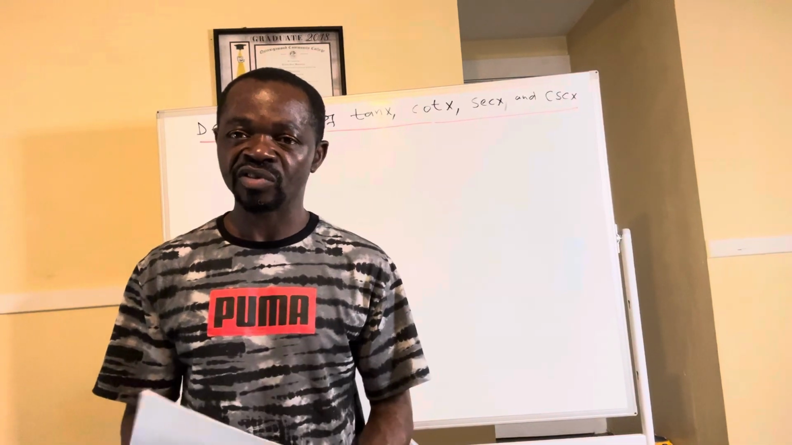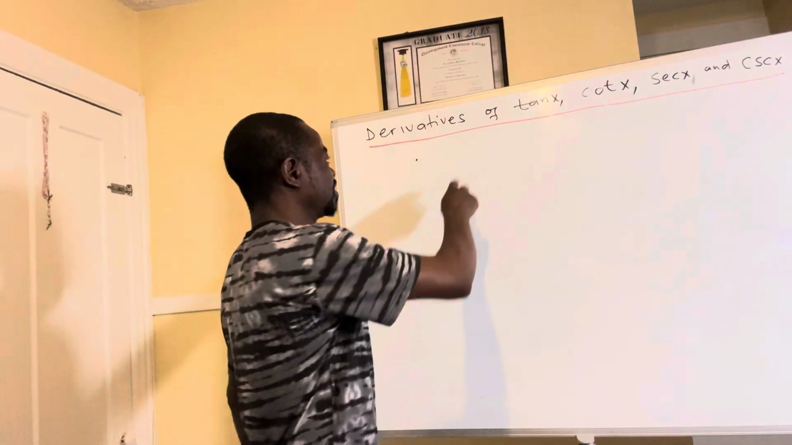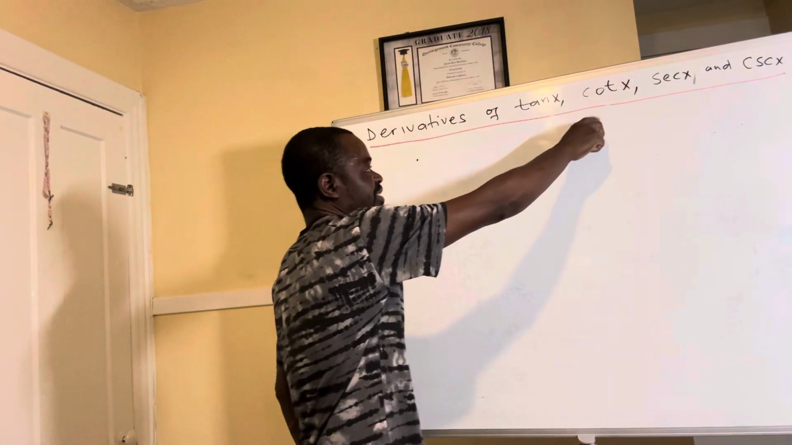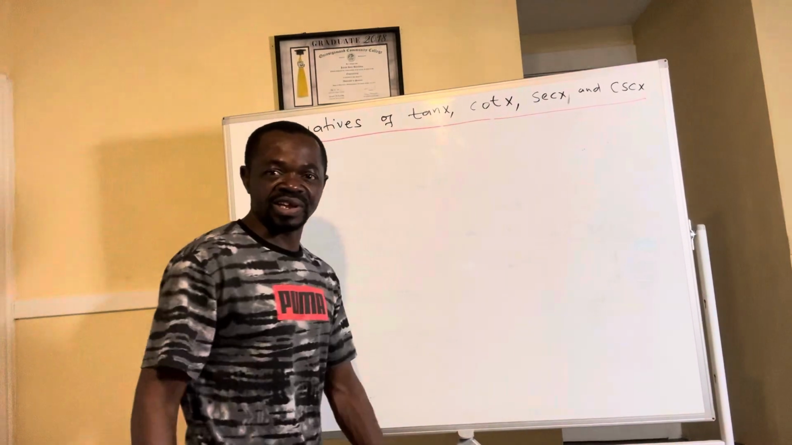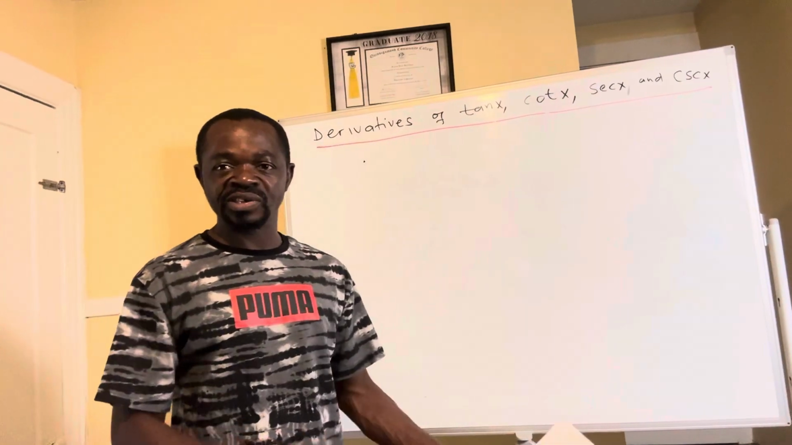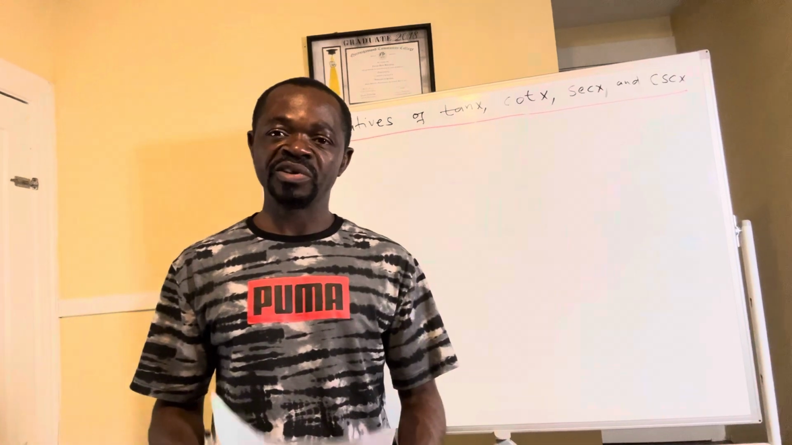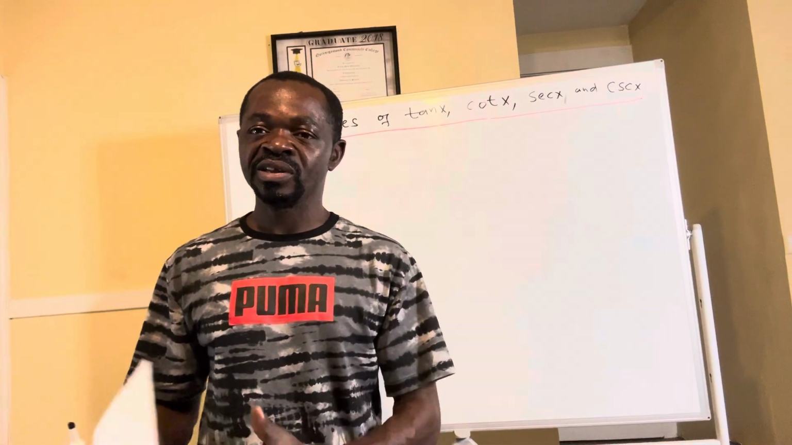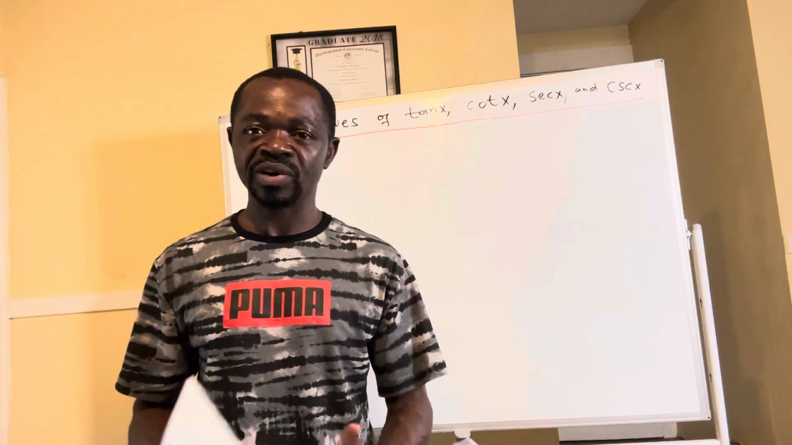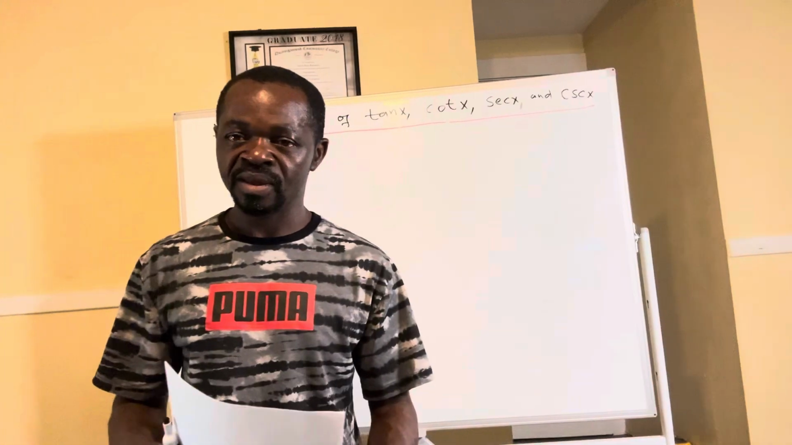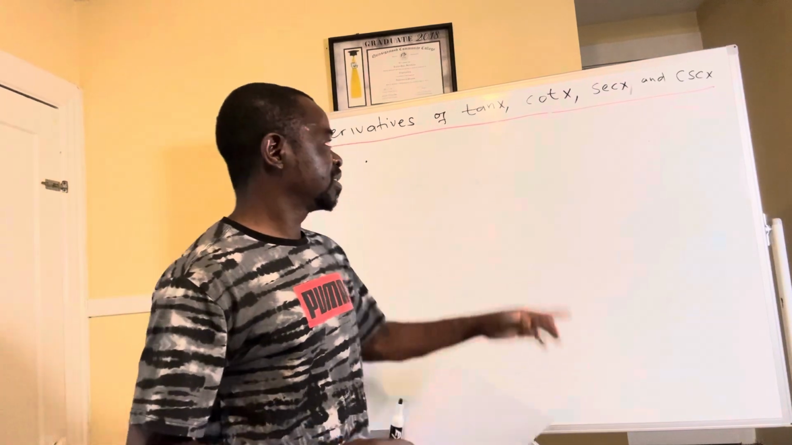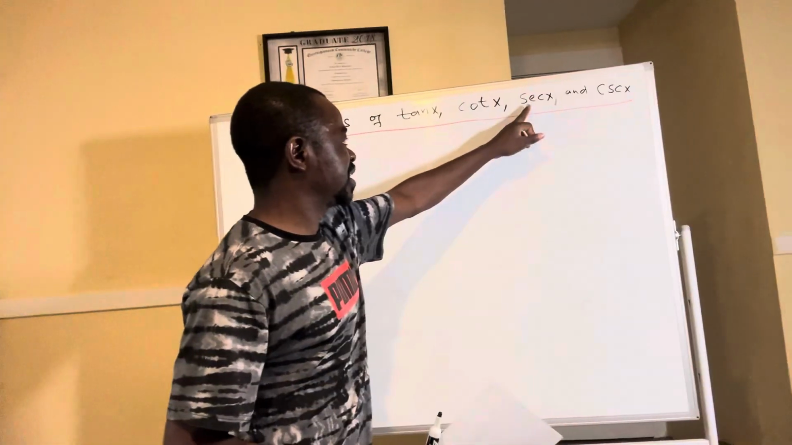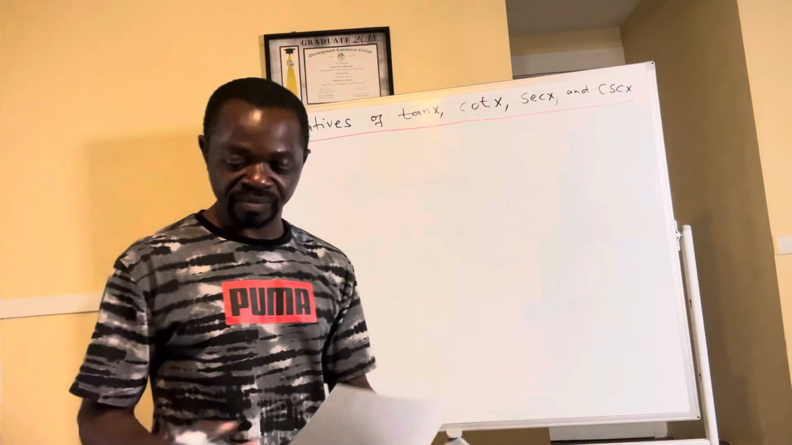Today's lesson is going to be based on derivatives of tan x, cot x, sec x, and cosec x. All these are part of the trigonometric functions, including sine and cosine, which we learned in the previous lesson. So let's go straight in and take the derivatives of tan x, cot x, secant x, and cosecant x.